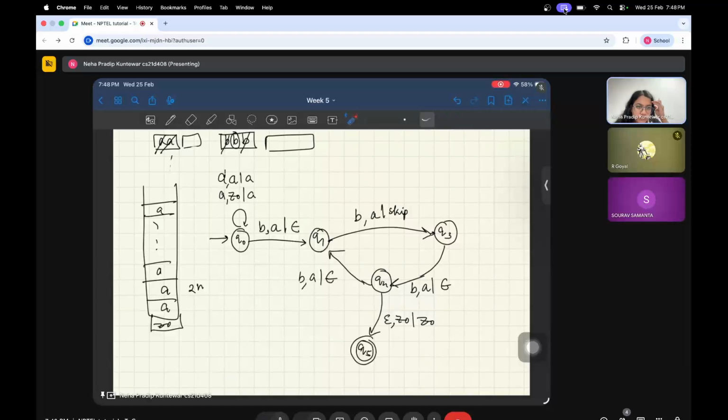Correct me if I'm wrong. The other thing is acceptance by empty stack. I'm guessing you should have reached the end of the input and you should have emptied the stack, or something. I don't remember.